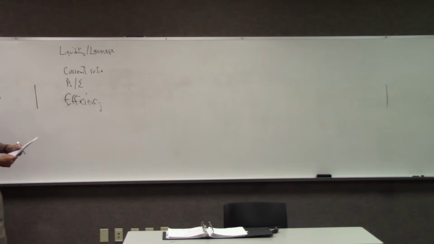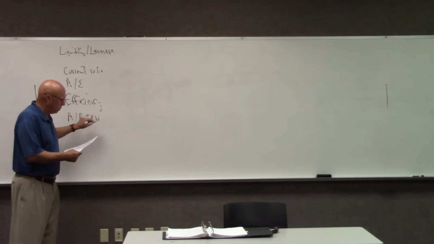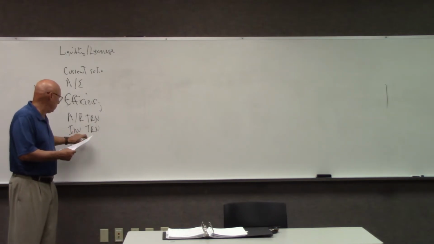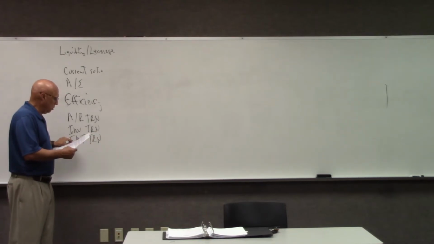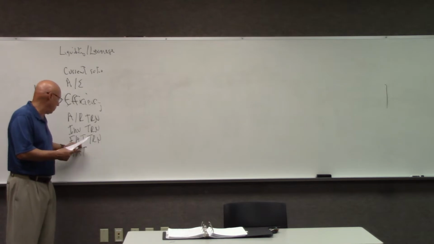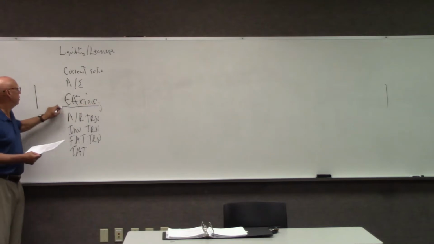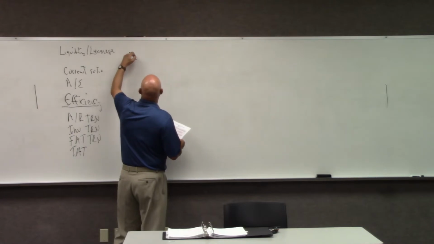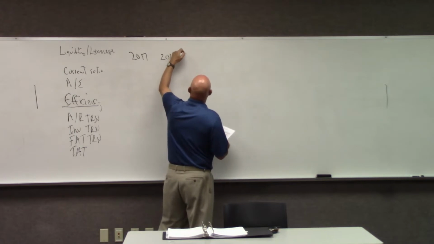So jump up. Okay. Accounts receivable turnover. And inventory turnover. And fixed asset turnover. And total asset turnover. Those are the efficiency ratios. And so we've got 2017, 2016, 2015.